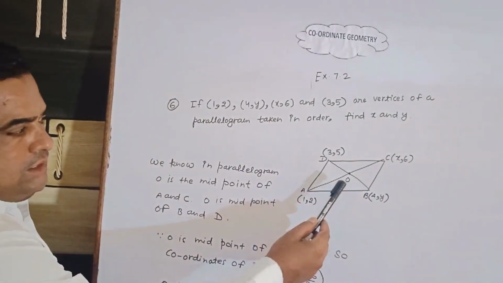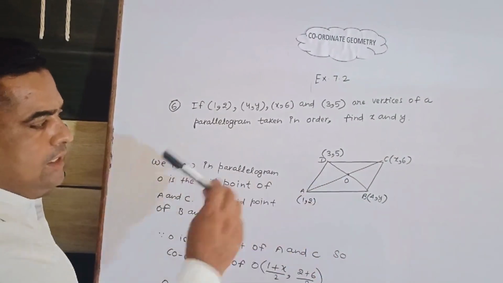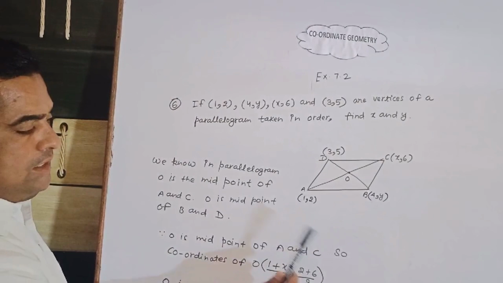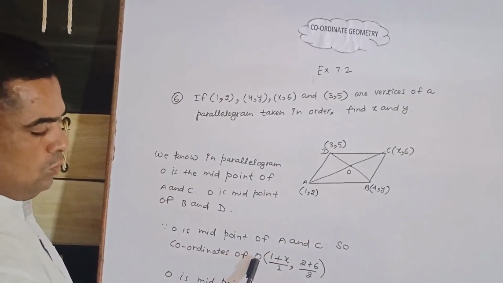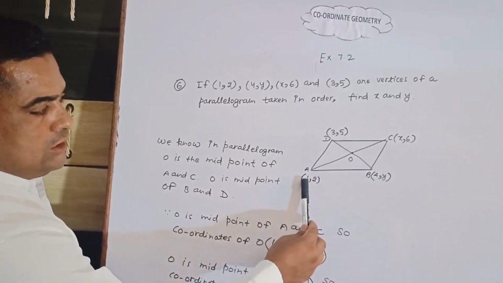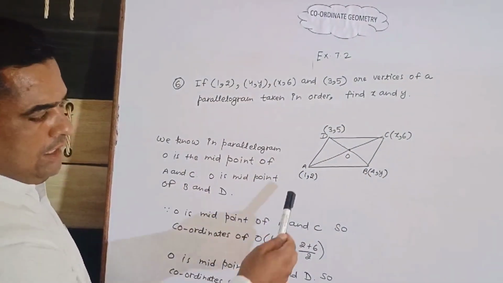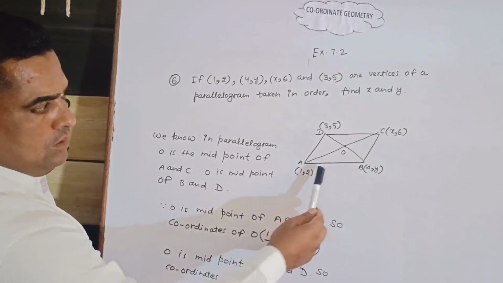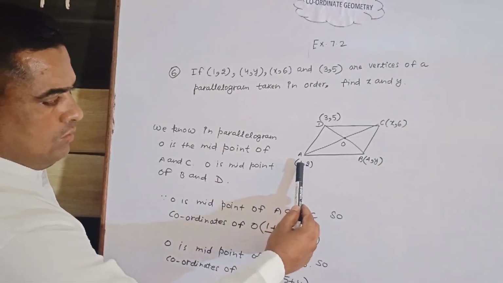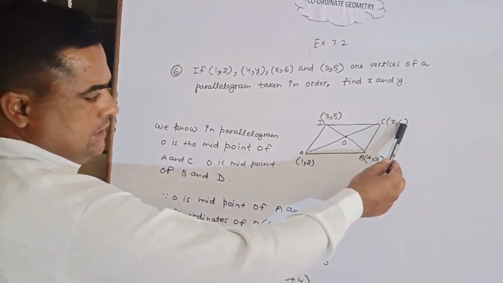We know very well O is the midpoint of AC and O is also the midpoint of B and D. So we are using the midpoint formula. We have written here O is the midpoint of A and C. So we are finding the coordinates of O. We will add (x1 plus x2) upon 2 comma (y1 plus y2) upon 2. Your x1 is 1, y1 is 2, x2 is x and y2 is 6. So we are writing here (1 plus x) upon 2 comma (2 plus 6) upon 2.